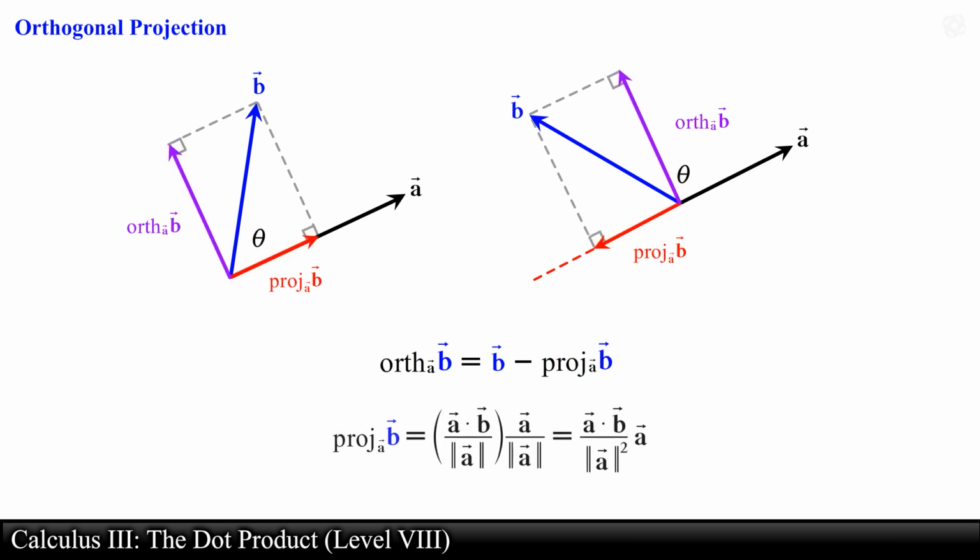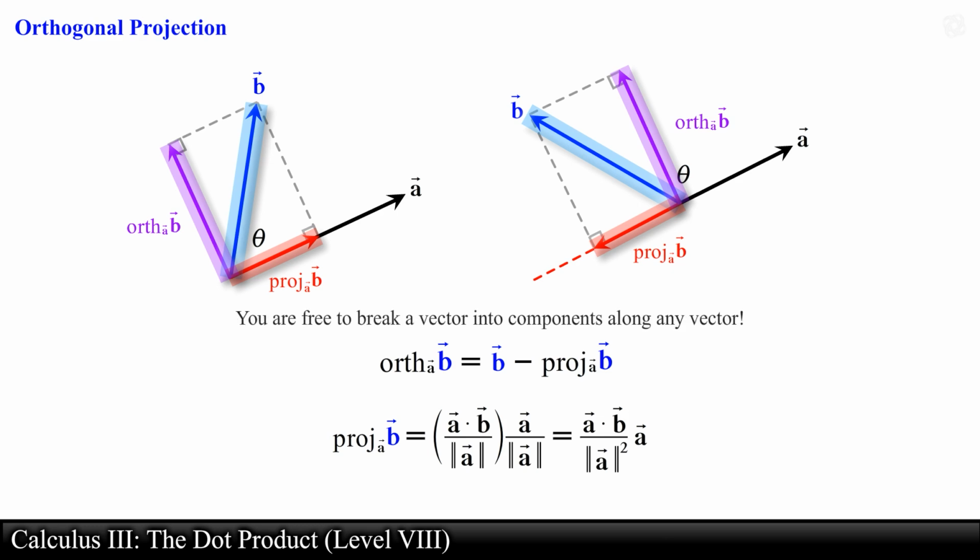With these two projections, you can essentially break apart a vector into two components that do not point in the direction of the standard unit vectors i, j, and k. So now you're free to break a vector into components along any vector. Alright, in our next video, we will go over a couple of examples to illustrate how to find these projections.